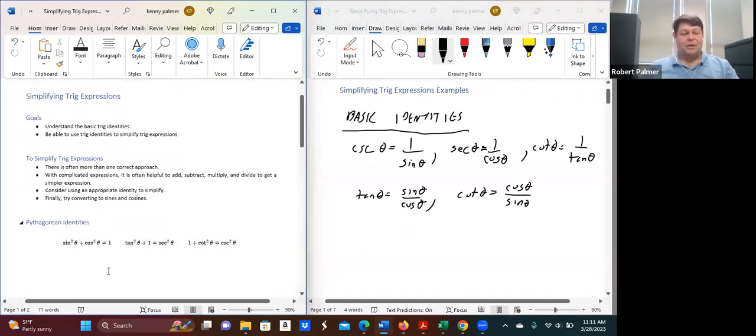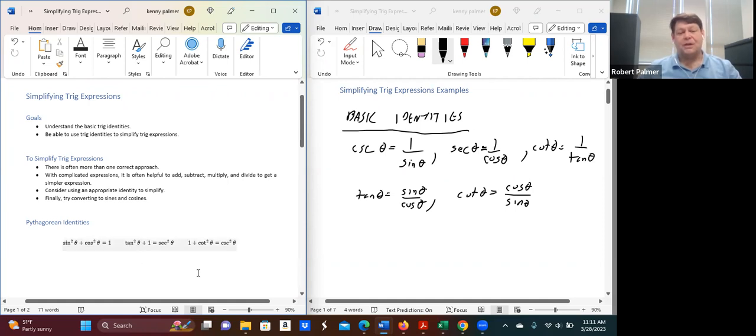Now, a few new identities you may have seen before, or maybe not, are called the Pythagorean identities. This is kind of the most famous one. It says that sine squared of theta plus cosine squared of theta equals 1. This is also an identity. Since sine and cosine are defined for any values, this is true for any theta you can imagine, anything you can plug in.